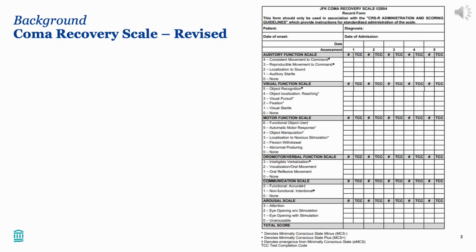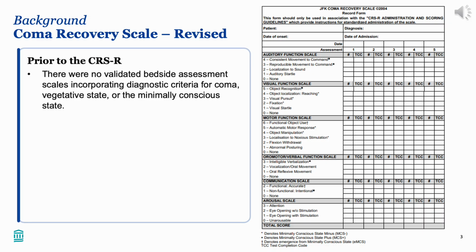To appreciate the development of the CRSR-FAST, it is essential to first understand the foundation provided by the Coma Recovery Scale Revised, or CRS-R. The CRS-R is a standardized neurobehavioral assessment tool designed to detect conscious awareness in patients with severe brain injury, particularly those who are unable to reliably follow commands, communicate, or use objects appropriately.